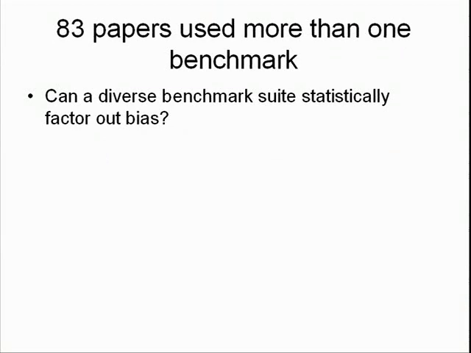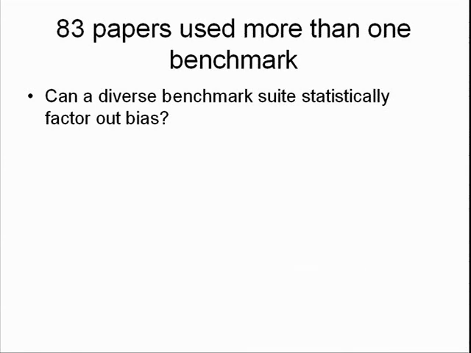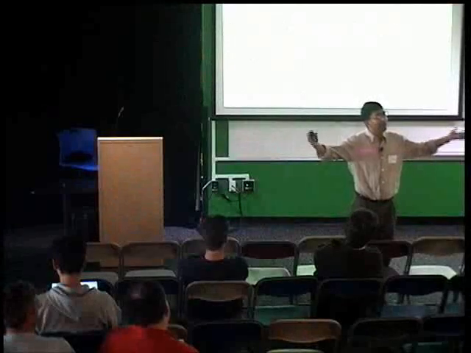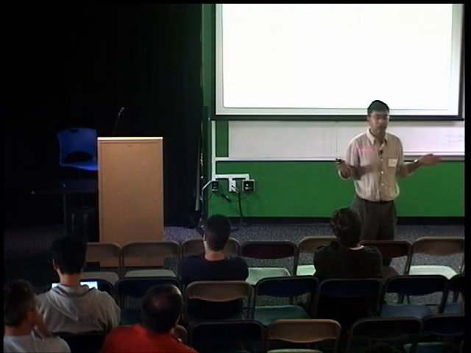Now, of the 88 papers that had an evaluation section, 83 papers used more than one workload. Now, the idea there is that if you have a diverse workload, if you have many different things in your workload, and you compute averages, it may be that for one benchmark, you may be biased in this way. For another benchmark, you might be biased in that way. And you hope that if you have a large enough workload set, then the biases will cancel each other out. So you report average numbers.